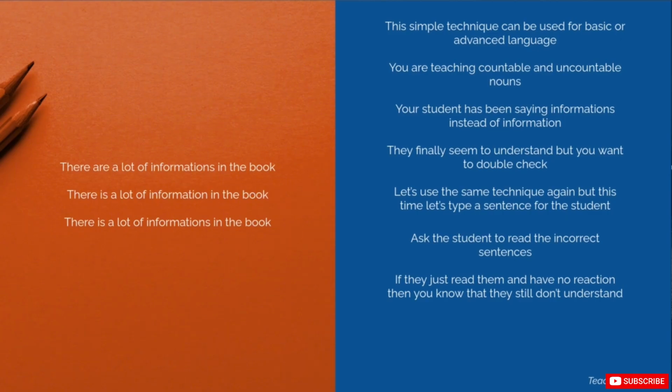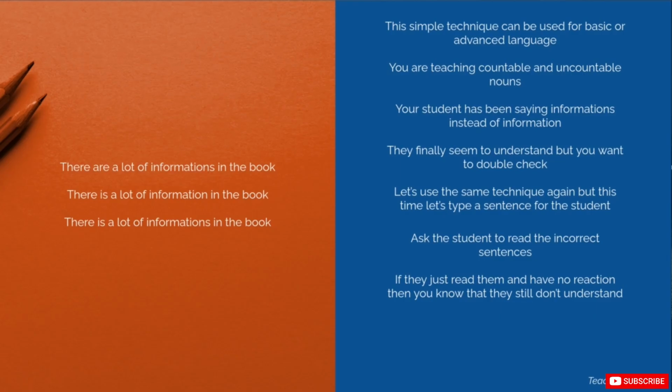Okay, read the third sentence again, please. There is a lot of informations in the book. We can do the same thing again. Informations? There is a lot of informations in the book. Is that okay? Is that okay? And show them. Use your face. Use your thumb. A thumbs up. Is it okay? Show them you're a bit confused.